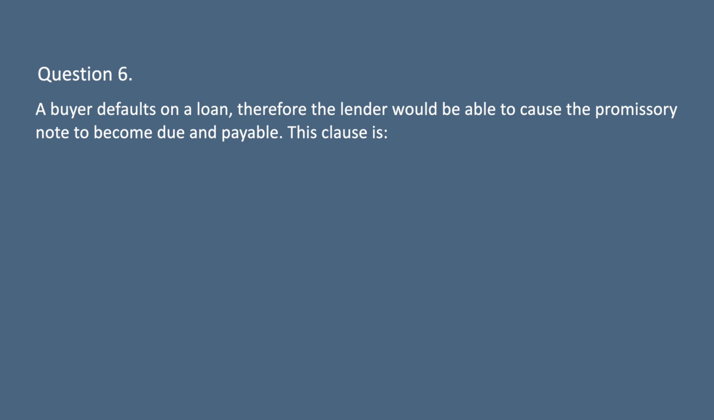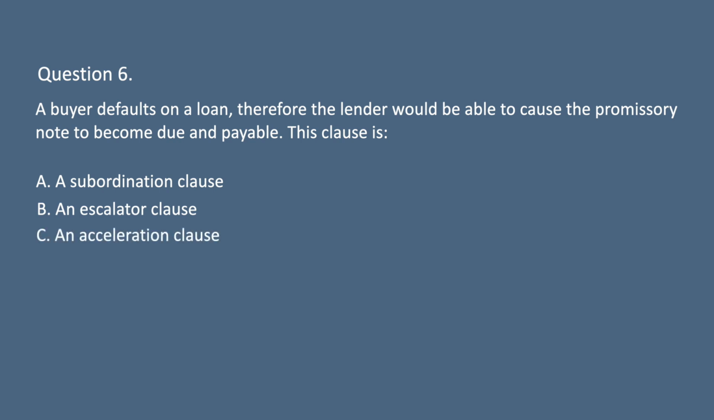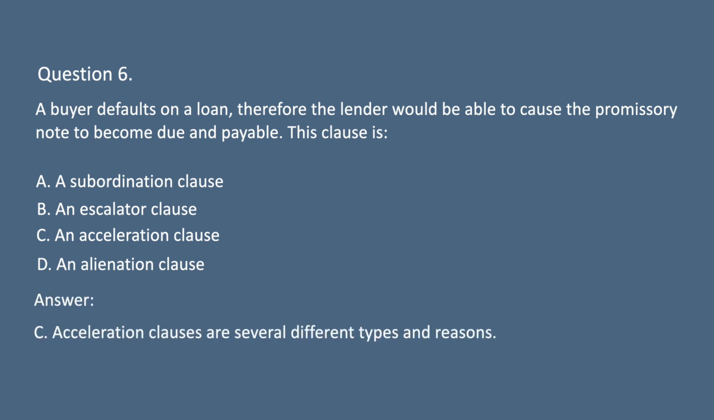Question 6. A buyer defaults on a loan, therefore the lender would be able to cause the promissory note to become due and payable. This clause is A. A subordination clause. B. An escalator clause. C. An acceleration clause. D. An alienation clause. Answer. C. Acceleration clauses are of several different types and reasons.